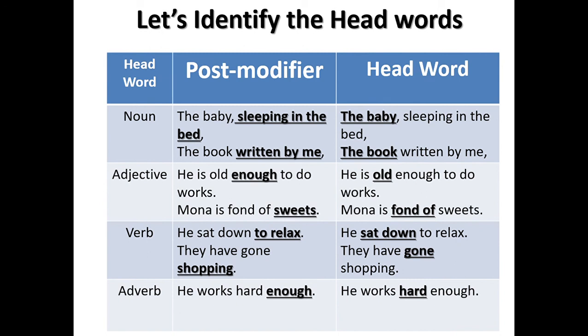He is old enough to work. Here enough is post modifier, and he is old is head word here. Mona is fond of sweets. Sweets is here post modifier. Mona is fond of sweets. Fond of here is head word.